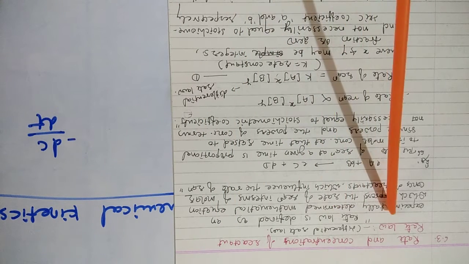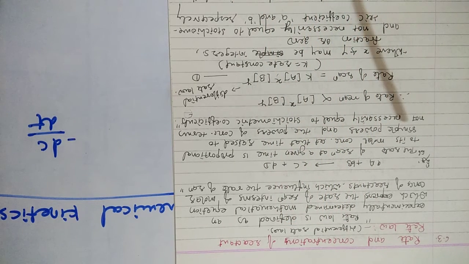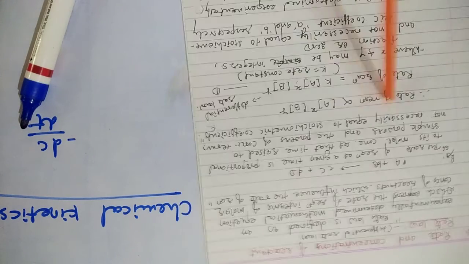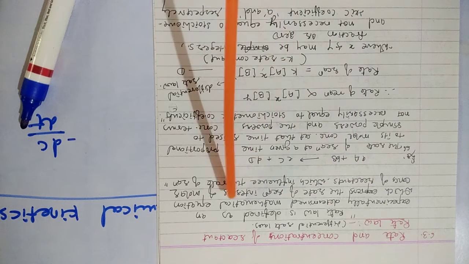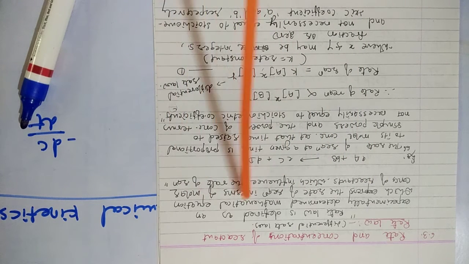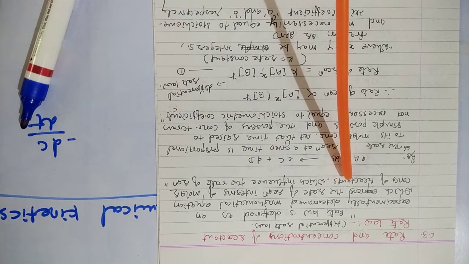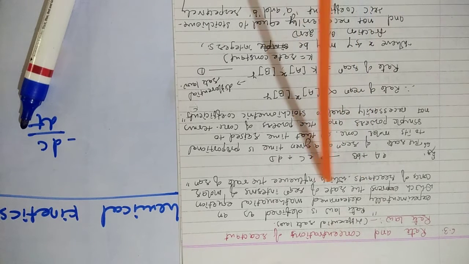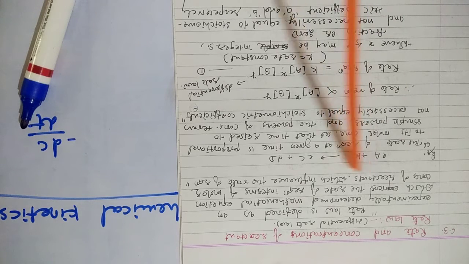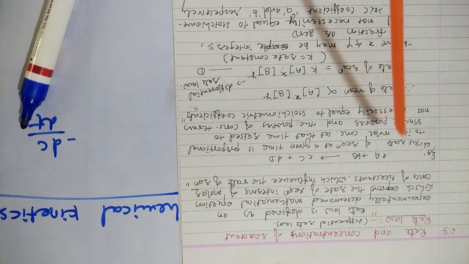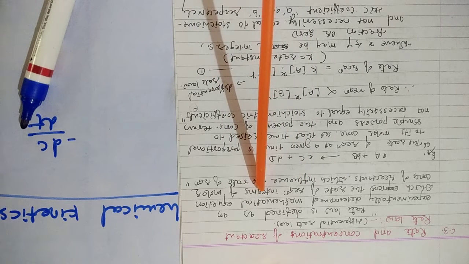Now let us see the rate law, also called the differential rate law. What is the rate law? A rate law is an experimentally determined mathematical equation which expresses the rate of reaction in terms of the molar concentration of the reactants, which influences the rate of a reaction. So the rate law is the mathematical expression which is experimentally determined.